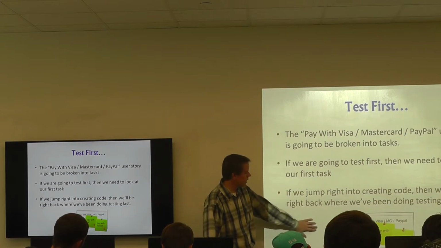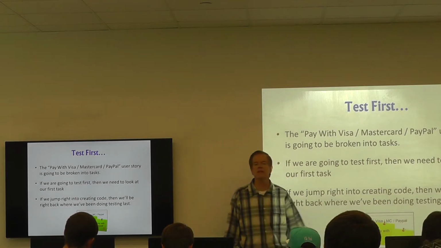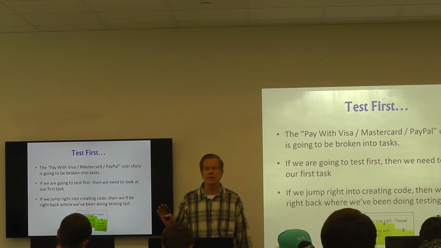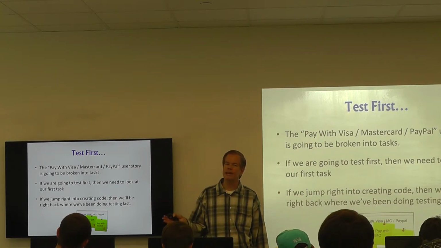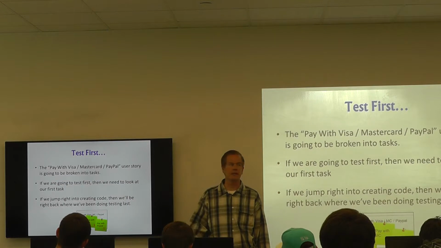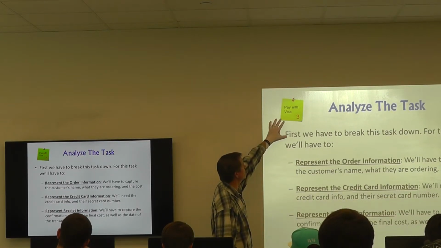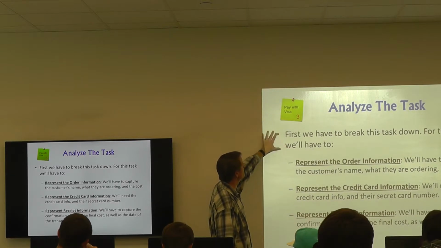Okay? If we jump right in and create the code, then we'll be right back to where we were. So before we start cranking any code for this Pay with Visa task, we need to stop, take a step back. You got to say, okay, great. How am I going to test that? When I actually do have code, how am I going to test it? Good question.